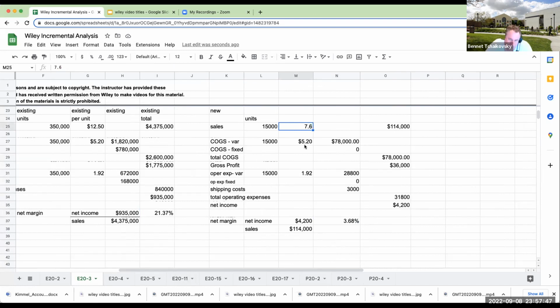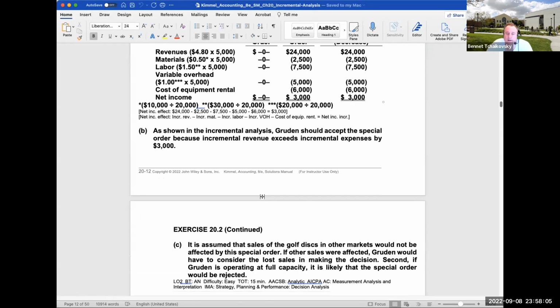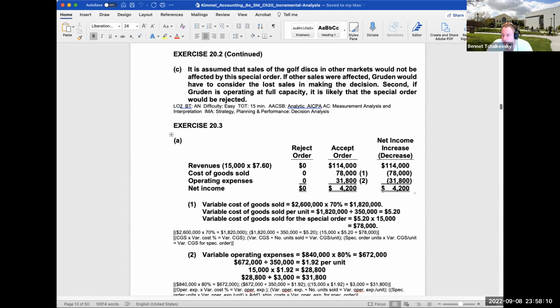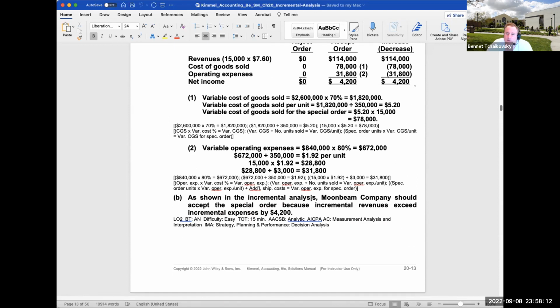But I have a feeling that when we look at your textbook solutions, and we're going to do that in just a moment, because it's like the big reveal, they're going to say, do it. So let's see what they do. Let's go ahead and find this right over here. Okay. So we're on exercise 20-3. Okay. So, we got the right number. Yeah, they should accept it because it increases by 4,200, but it's like, dude, you've got very, very little room for error.